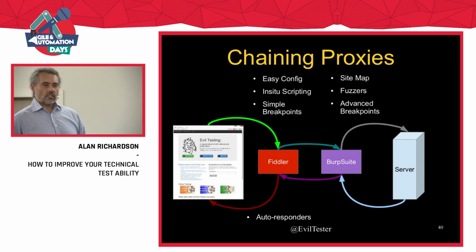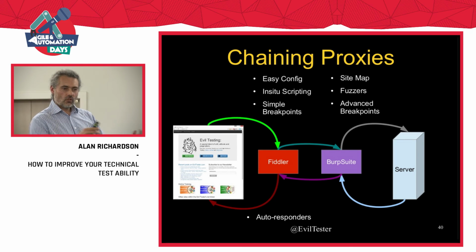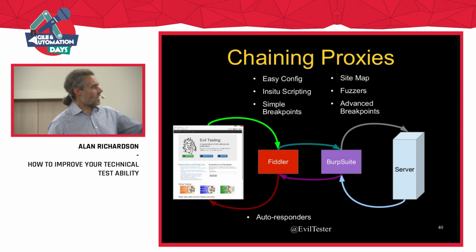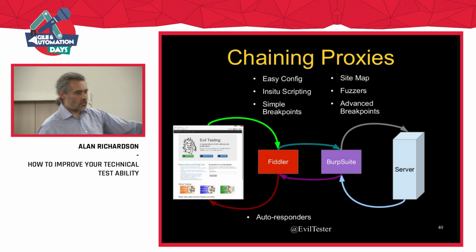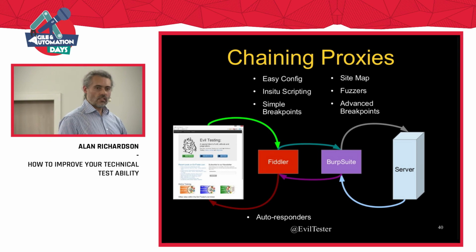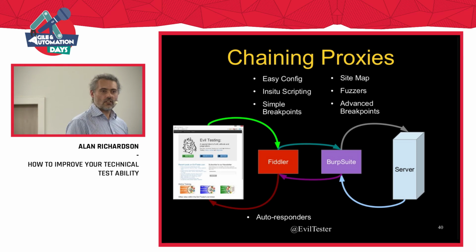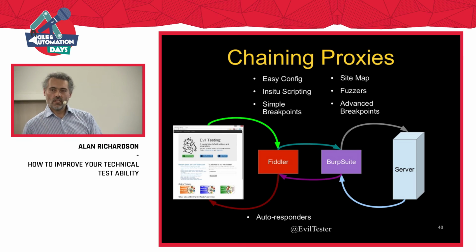And we can chain proxies. Because they do different things, we can use them in combination. So I can send the requests through the different proxies to improve my ability to do things. Fiddler comes with a great feature called autoresponders so that we can simulate 500 errors and 400 errors without having to change the server.